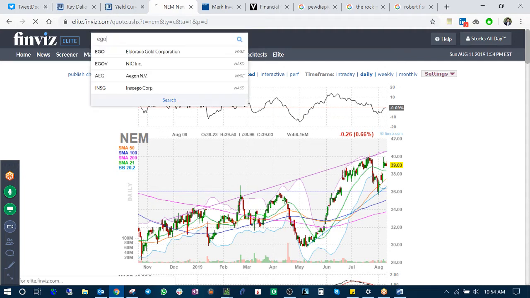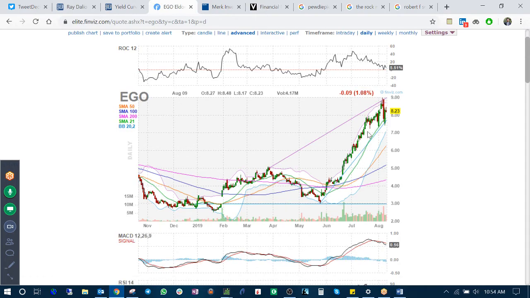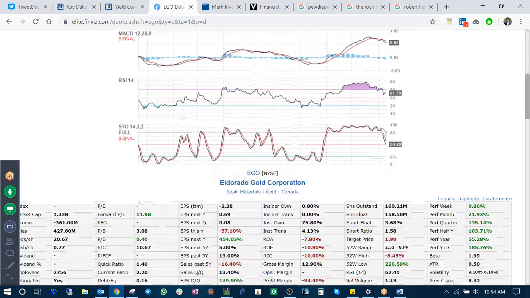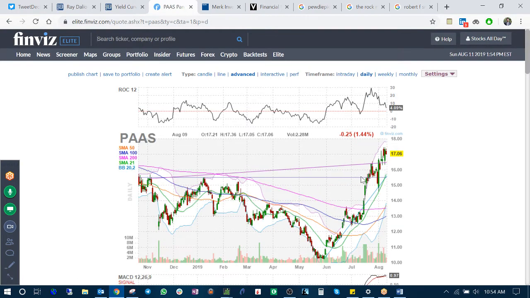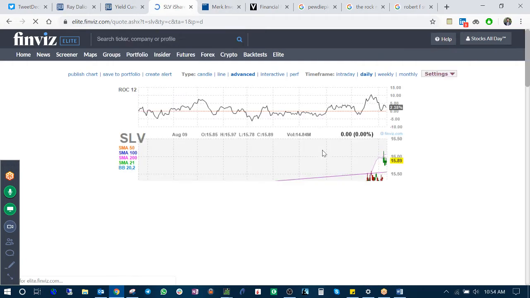Yeah. So you want to see Ego. So Ego's another gold miner. Ego's been ripping like crazy. I think one of our members, Chris, he's in position with this one as well. I did add a lot of silver. I would argue my silver positions are getting pretty big, right? So I added this one this week, as well as silver calls.